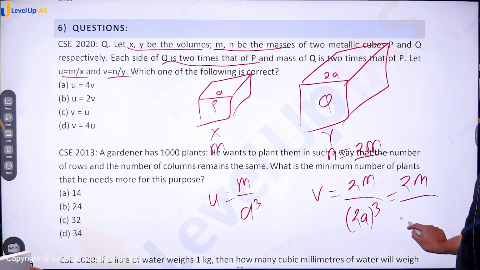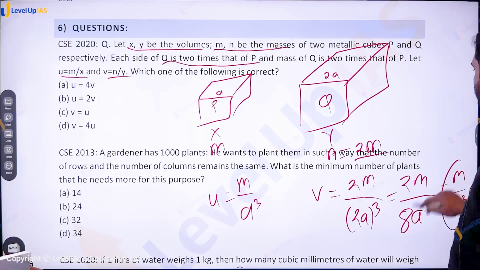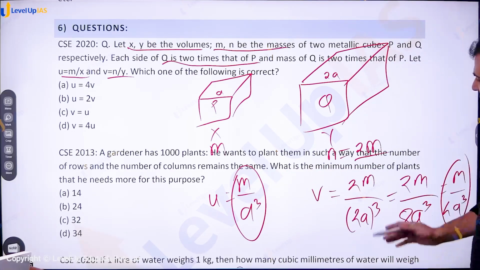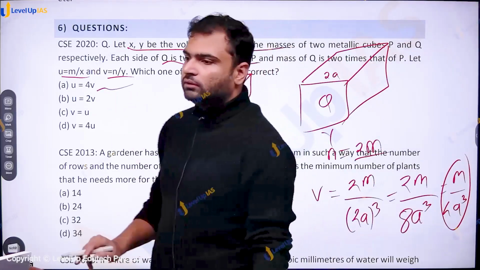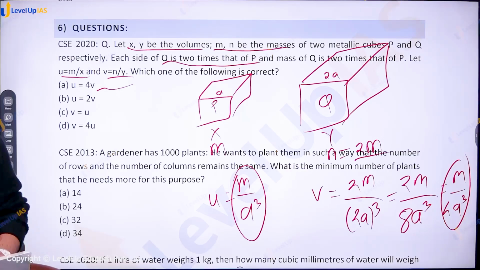Ratio would be this divided by 8a cube is equal to m by 4a cube. Now this is your V, this is your U. You can simply easily see that if you multiply V by 4, you will get U, and that is the relation that is required. You just had to plot all the information that is given in the question. Okay.